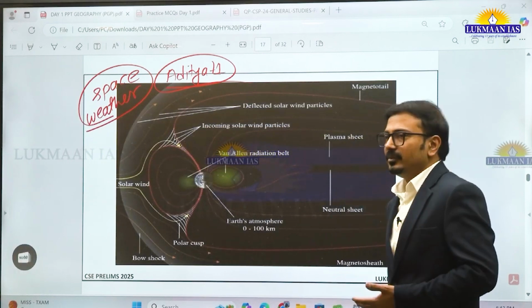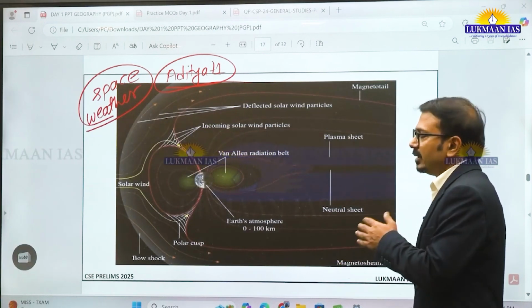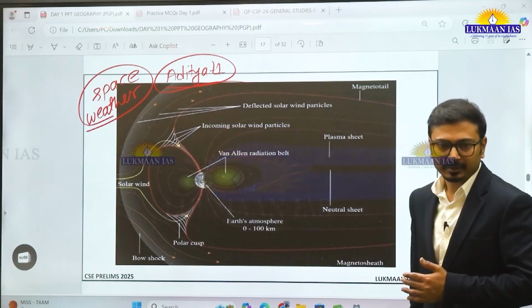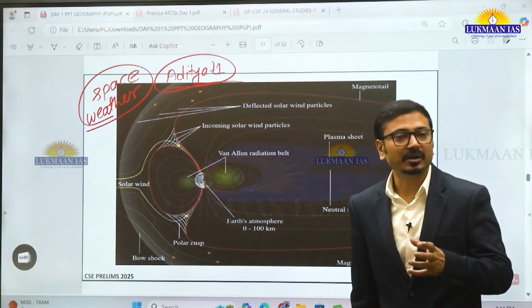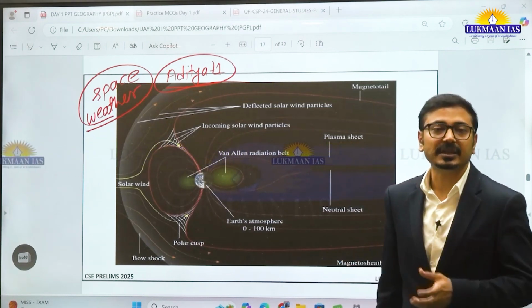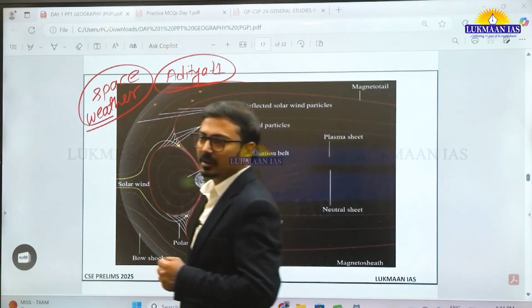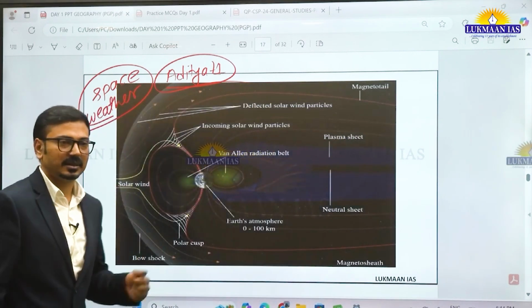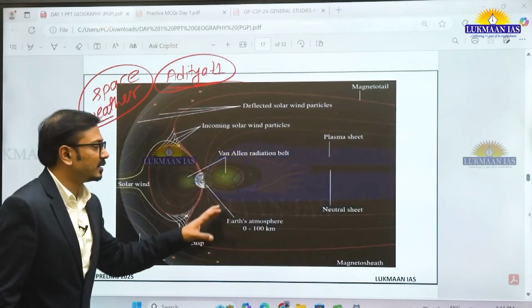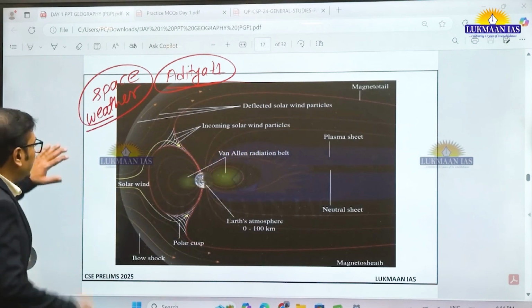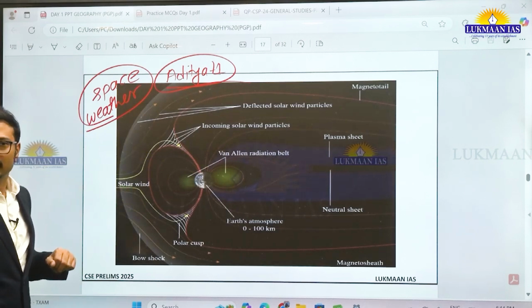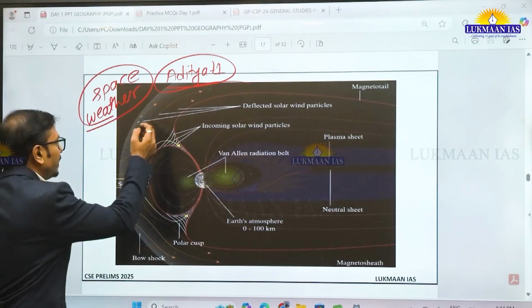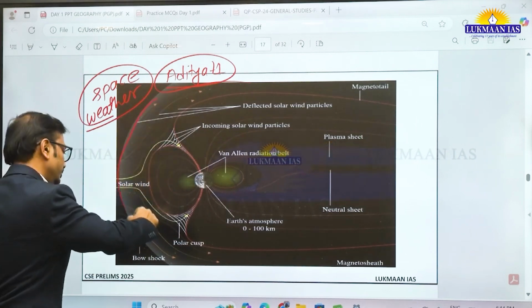Okay. So that is associated with, we can say, space weather. Now, Earth's magnetic field acts as a shield against those harmful radiations and plasma particles. How does it act as a shield? Let's understand. Let's say this is the Earth's magnetic field and harmful solar winds are coming from this direction. Earth's magnetic field will obstruct them here.